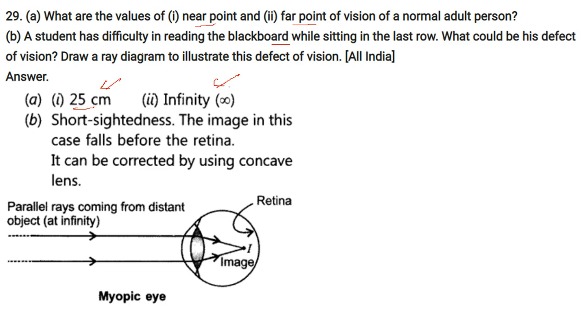Draw a ray diagram to illustrate this defect of vision, and this we have already done. So this is short-sightedness. The image in this case falls before the retina, so we have to correct it and put it here. It can be corrected by using the concave lens. This is an example of a myopic eye.